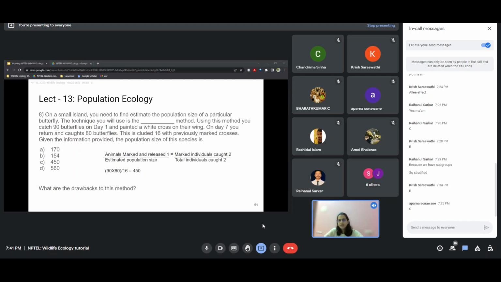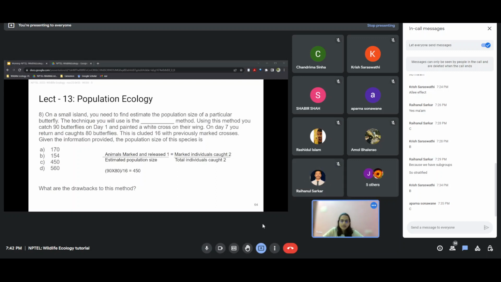And then what could be another problem? So let me give you a hint. I'm painting a white cross on their wing. What could be another problem that could hamper my results? Predation. Wings break, ma'am. Sure, yes. Predation definitely can occur. Wings can break off, yes. The white mark might also come off, right? The paint might wash off.